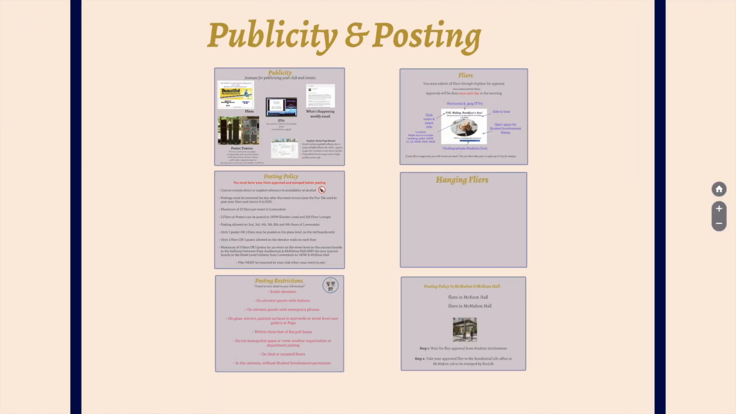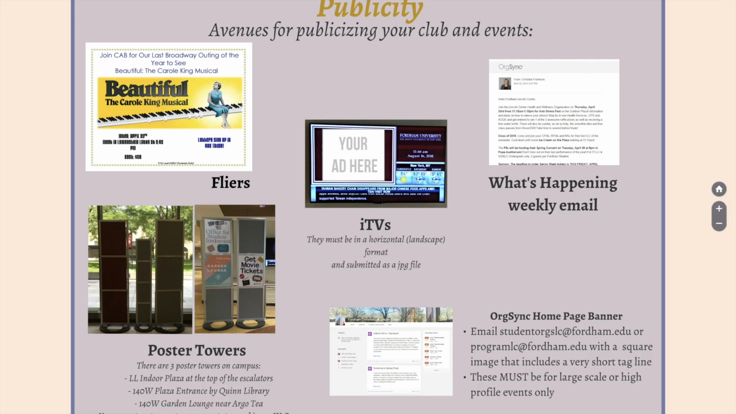Publicity and posting. Avenues for posting your events. You can make flyers, utilize the poster towers, one on the LL Indoor Plaza at the top of the escalators, one in the 140 West Plaza entrance by Quinn Library, and one in the 140 West Garden Lounge near Argo Tea. You can get up to 3 posters per event stamped in 140 West G33. You can advertise on the ITVs. These must be in a horizontal or landscape format and submitted as a JPEG. You can also be included in the What's Happening email.